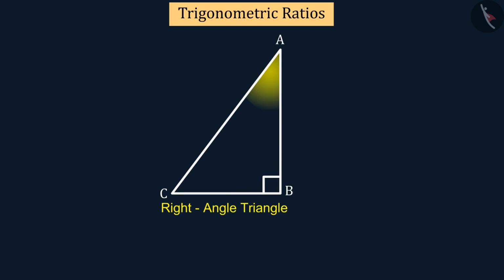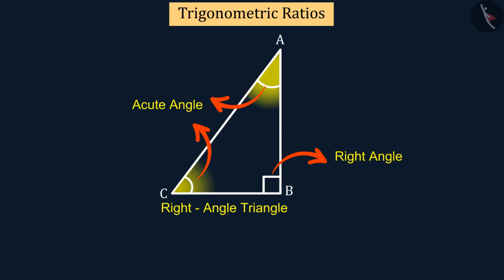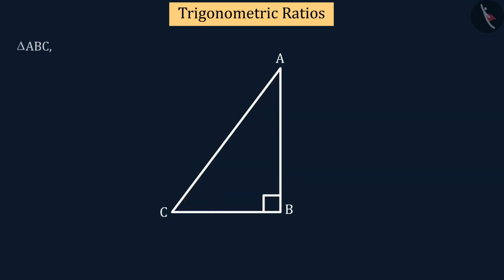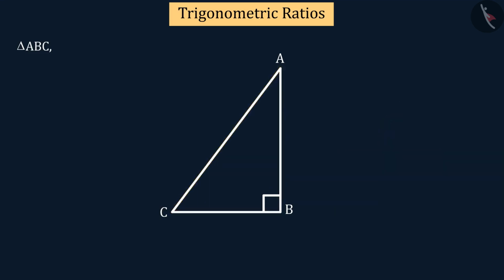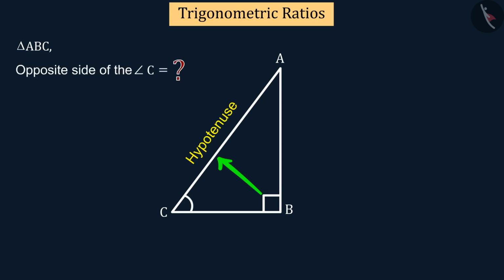Let us now consider this right-angle triangle, in which angle B is right angle and angle A and angle C are acute angles. Which side is hypotenuse in this triangle? We know that in a right-angle triangle, the opposite side of the right angle is hypotenuse. In the same way, can you tell the opposite side and the adjacent side of the angle C?